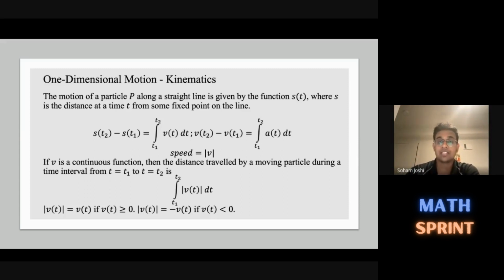Now at the bottom of this slide, you can see the definite integral that is for distance. Remember, distance and displacement are not the same concepts. Distance is dependent on the path taken by the particle, and displacement is just a change in position or location, making it independent of that path taken and only dependent on the initial and final locations of the particle.